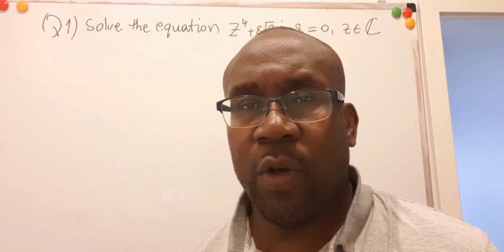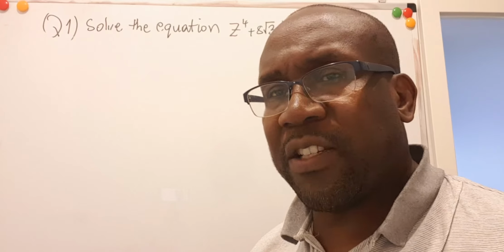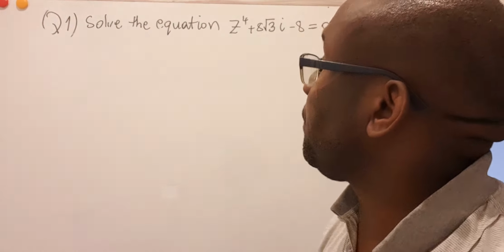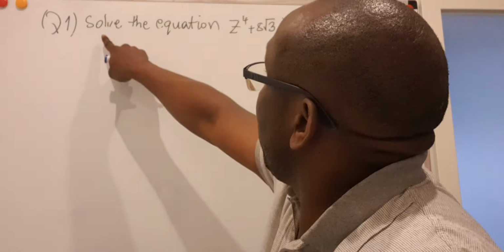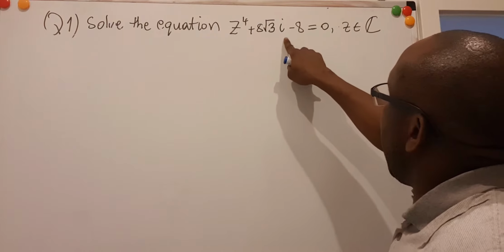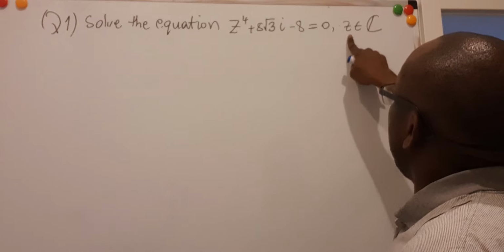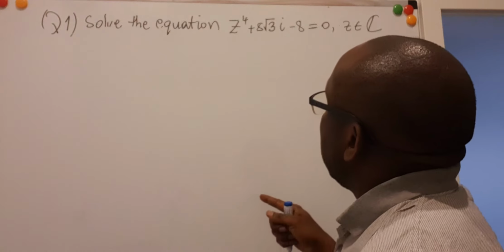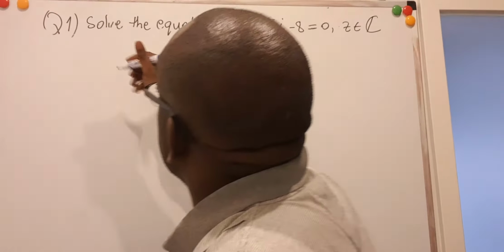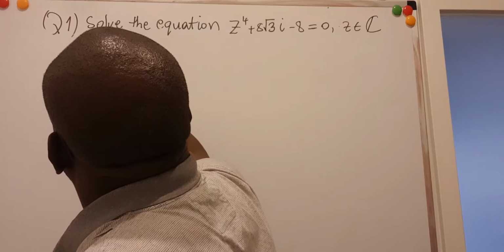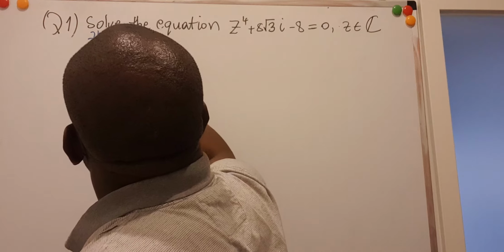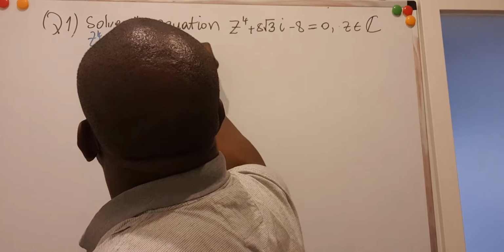I'm Dr. Animendem. We are going to look at an equation on complex numbers, actually looking for the fourth root of a complex number. So the equation says: solve the equation z to the fourth plus 8 root 3i minus 8 is equal to 0, where z is a complex number. I think before we do this, it's important to think a little, because if I write this as z to the fourth plus 8 root 3i minus 8 is equal to 0.